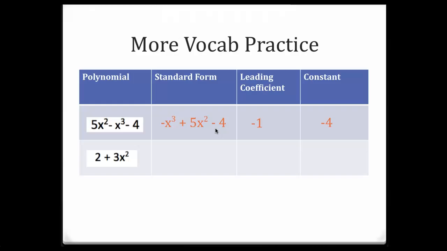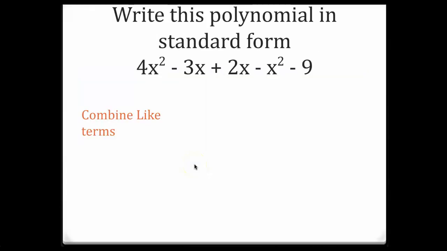Next one. See if you can put it in order and identify the parts. Were you right? Let's name it. By the degree, quadratic binomial. Now, this one says put it in standard form. So you always want to check, can you order it first? And I have some like terms I can combine.